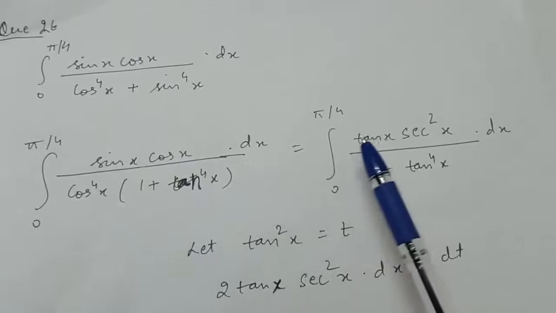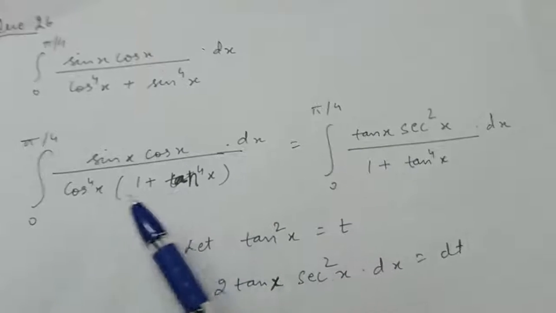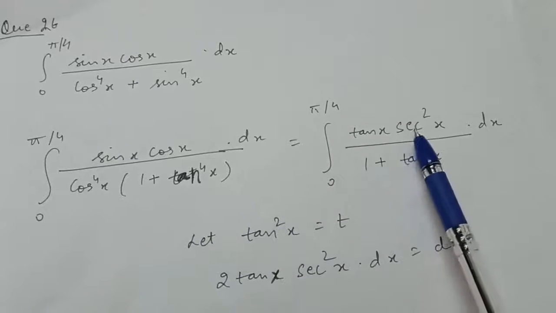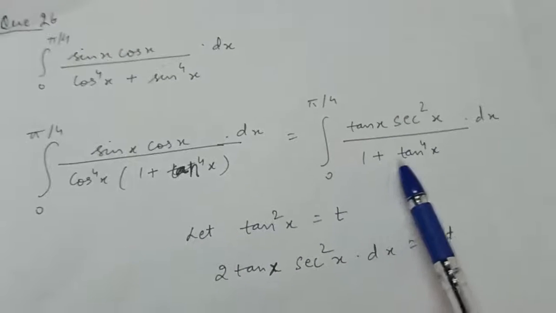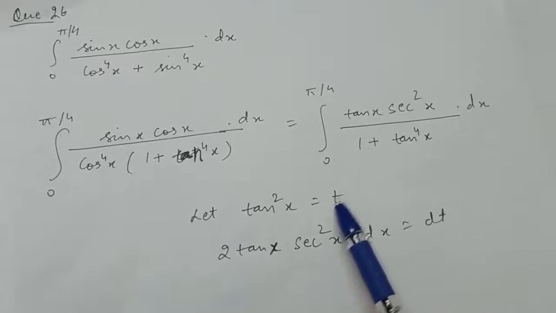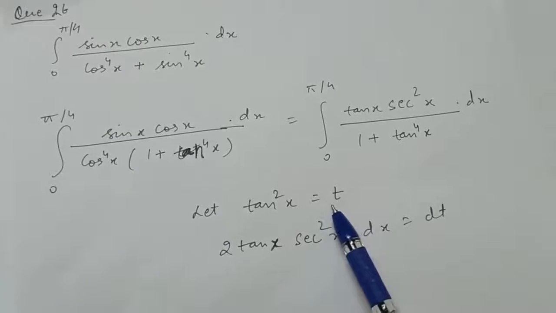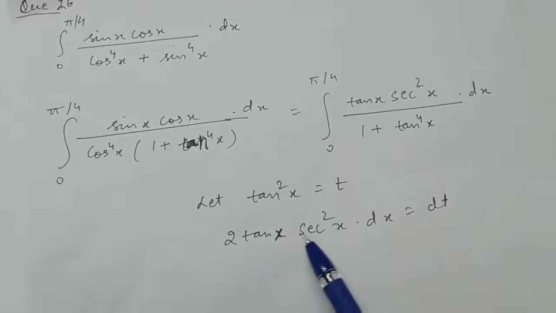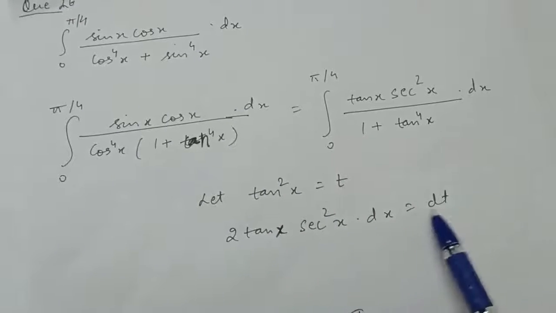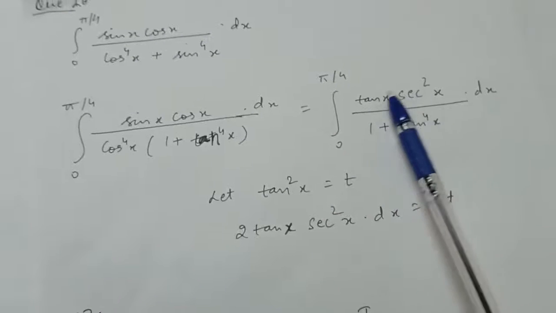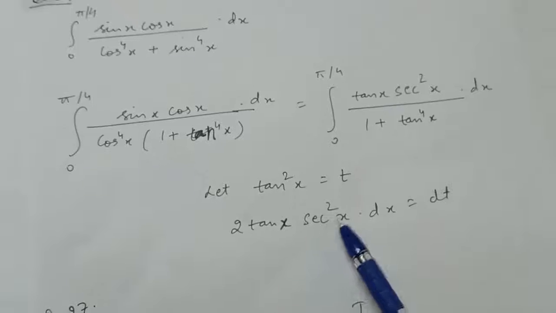So sin x upon cos x is tan x, and the leftover cos square x in the denominator can be written as secant square x upon 1 plus tan x raised to the power 4. Now let tan square x equal t. Then after differentiating this, you will get 2 into tan x into secant square x into dx equal to dt, and we can see tan x into secant square x exists in the numerator, right?